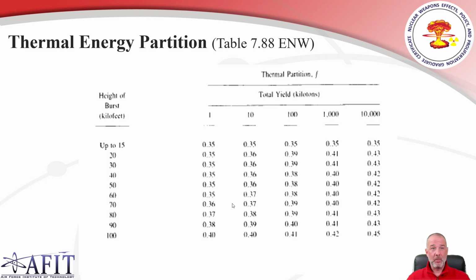If we move all the way up to 10 megatons, we see that we've gone from 35% to 42% being carried away by thermal. Now, if we go all the way up to 100,000 feet, with a 1 kiloton, we've moved up to 40% being carried away by thermal. And then if we look at 10 megatons, we're at 45% being carried away by thermal. So this handy little table is in The Effects of Nuclear Weapons, table 7.88. It's a good handy reference to say, okay, if I have a height of burst of something and a particular weapon yield, then this is what I can expect for thermal effects.